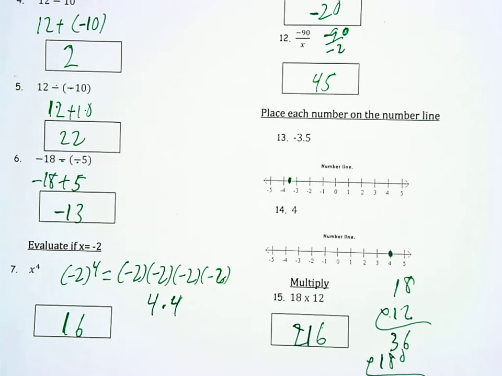Again, we're doing this kind of as a group thing. 10 times 18, 180. 2 times 18, 36. Add it together. All right, there's page 1. Setting up page 2 for a second.